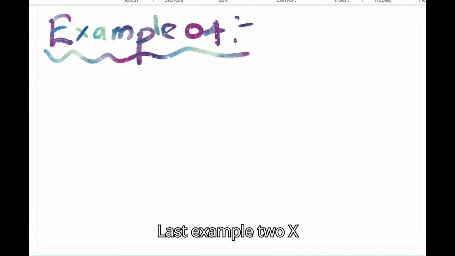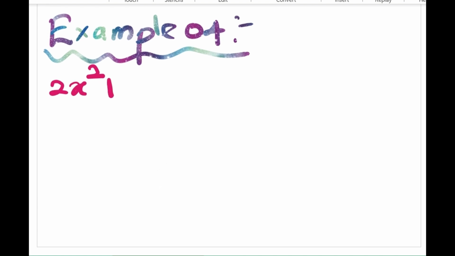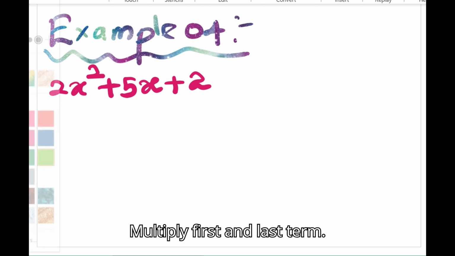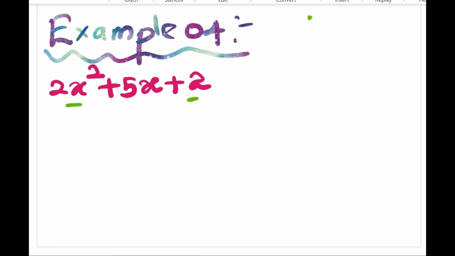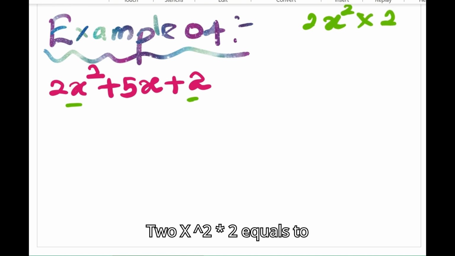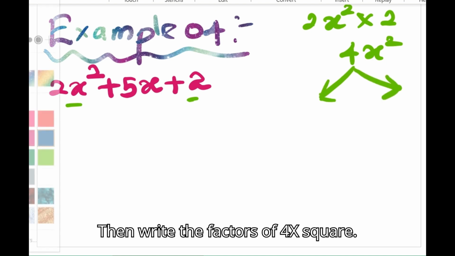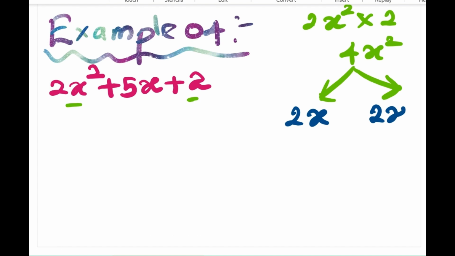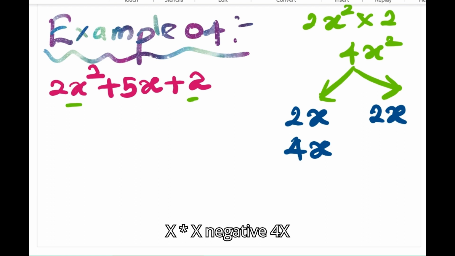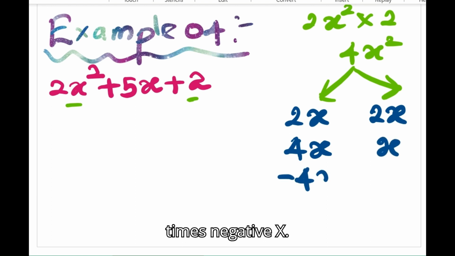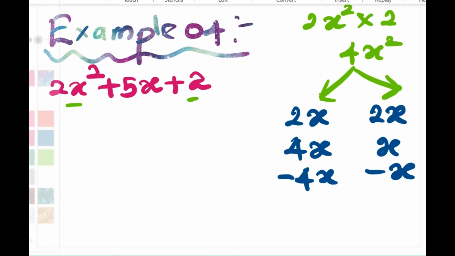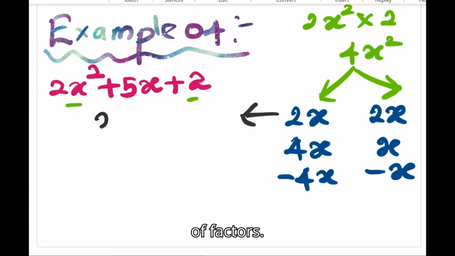Last example, 2x squared plus 5x plus 2. Multiply first and last term. 2x squared times 2 equals to 4x squared. Then write the factors of 4x squared. 2x times 2x, x times x, negative 4x times negative x. Get the summation of each and every pair of factors.